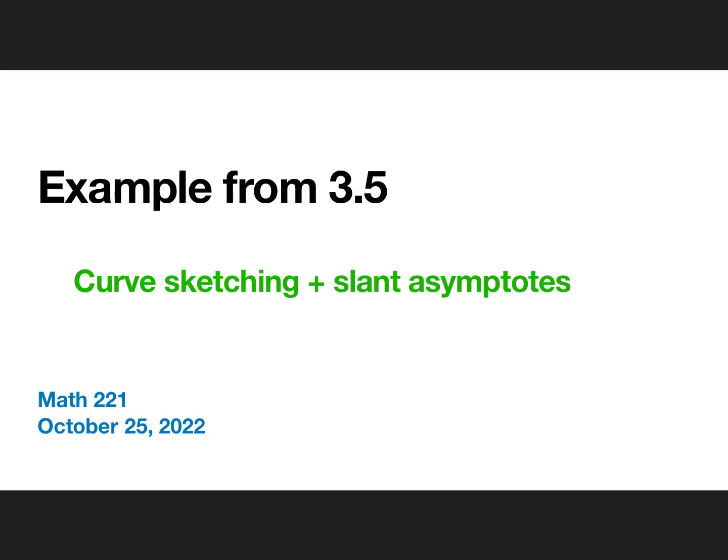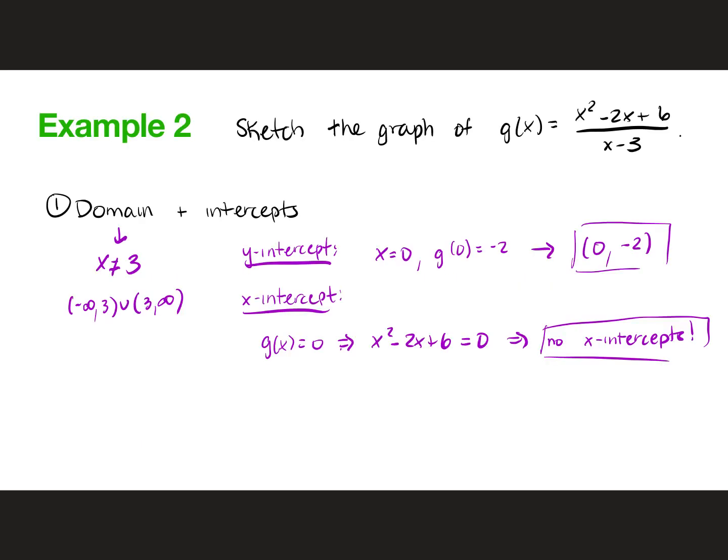Hello everybody. In this video we'll look at an example from section 3.5, an example of a curve sketching problem which includes slant asymptotes, and so we'll take a minute to look at slant asymptotes as well. The function that we'll be considering in this example is g of x, which is this rational function here where we have a quadratic function on top and a linear function on the bottom.